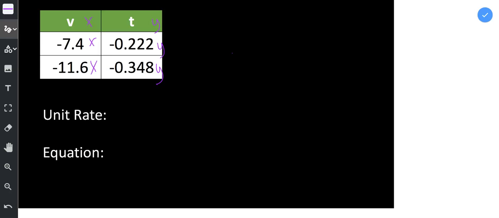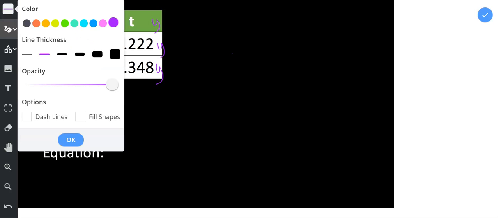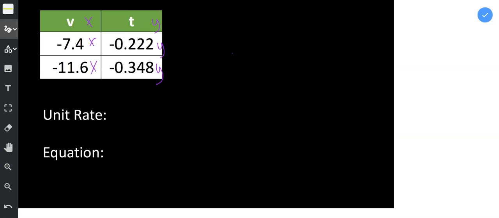And then I'm going to go ahead and record the unit rate formula. The unit rate formula is k equals y divided by x. Remember, k is the unit rate, k is the constant of proportionality. And then I'll choose a point to use. I can use either one of these points.